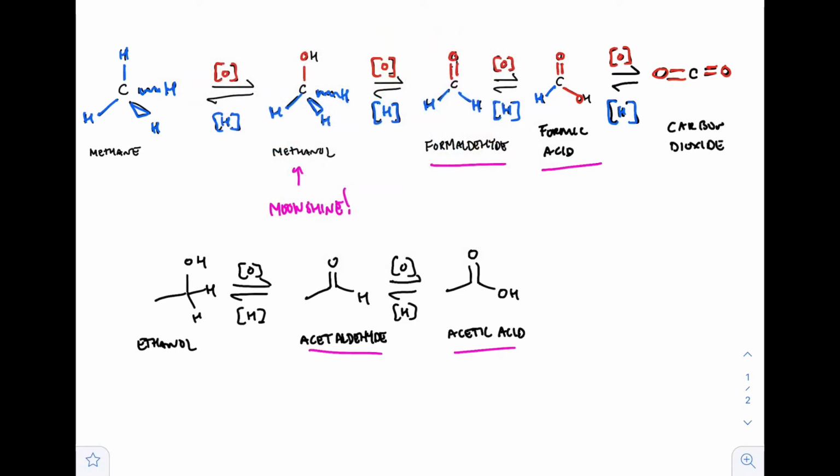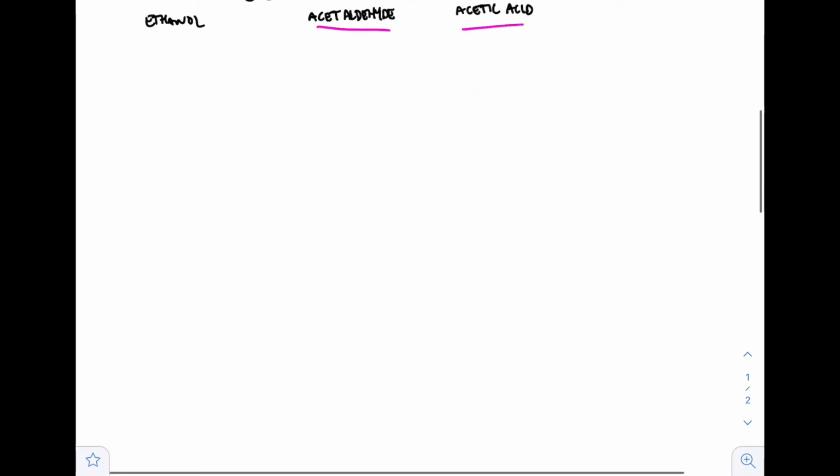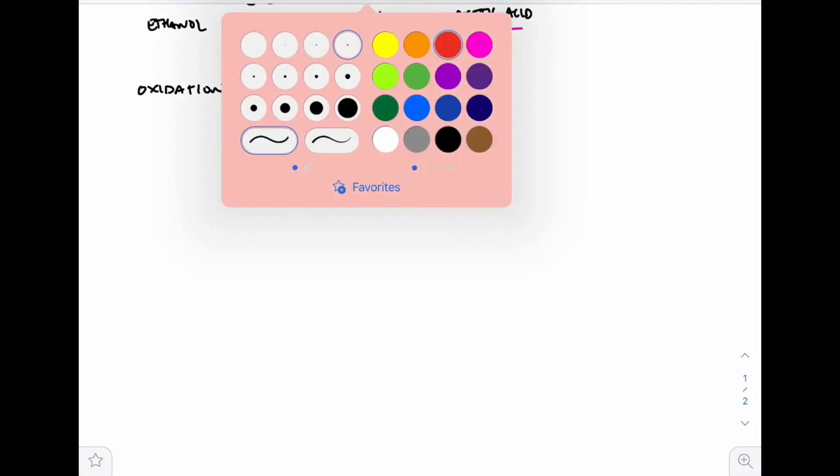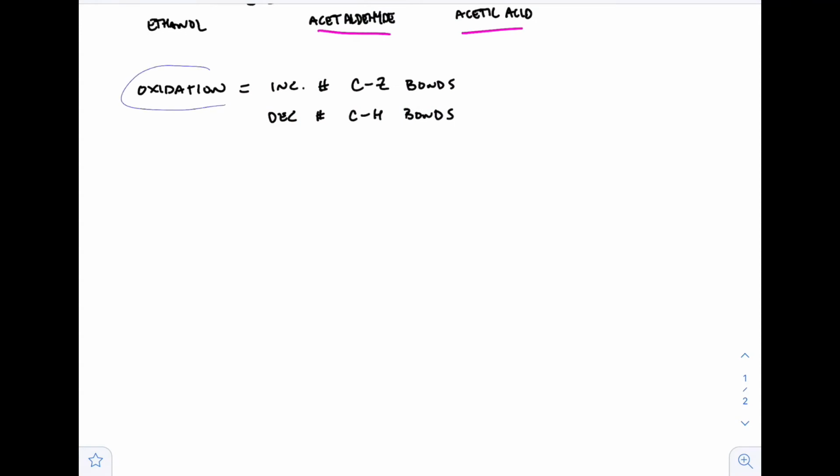All right, and so we've seen this oxidation and reduction process tallied up in previous chapters. Remember, oxidation was the increase in the number of CZ bonds, where Z is a more electronegative atom, as well as a decrease in the number of CH bonds. Okay, well, let me make this red because I made it red above.